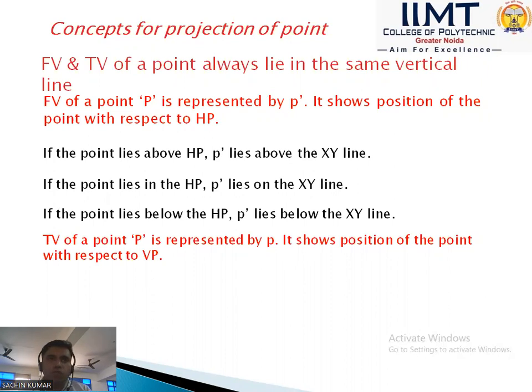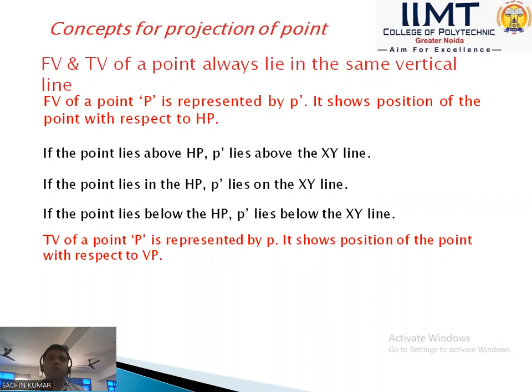The top view of a point P is represented by P. It shows the position of the point with respect to the vertical plane. That means, what will be the position of the point with respect to the vertical plane? As we discussed previously, when we draw the front view of a point P, we see what its position is with respect to the horizontal plane. If point P lies above the HP, then when you draw the projection, the point P dash lies above the XY line.